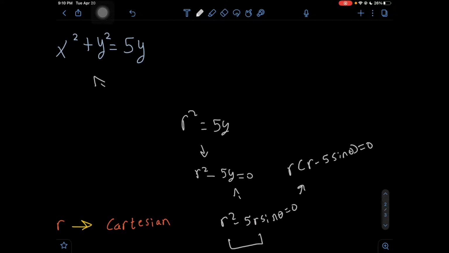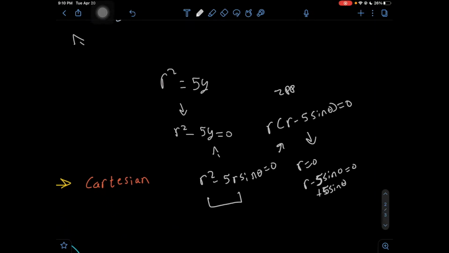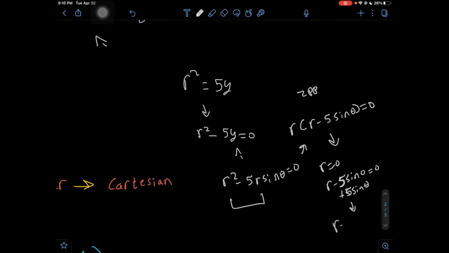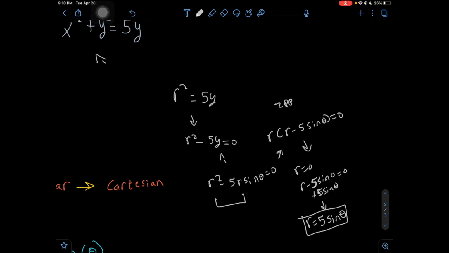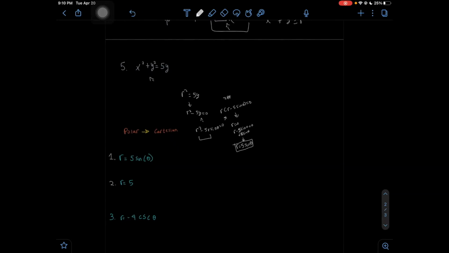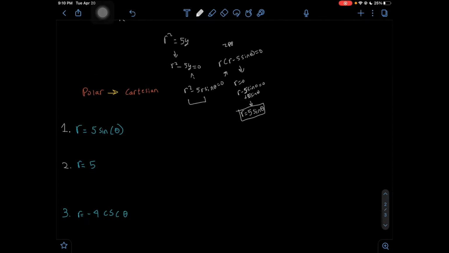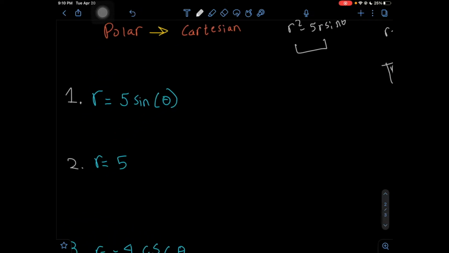Now we're going to do the zero product property one more time. And we say r equals 0 and r minus 5 sine theta equals 0. Add 5 sine theta to both sides, and we're left with r equals 5 sine theta, and that is our answer for this problem. Now we are going to go ahead and do polar to Cartesian conversions with the same types of base equations. And now we're just going to be working backwards.